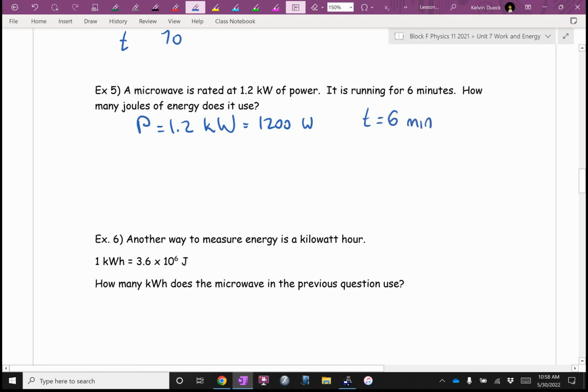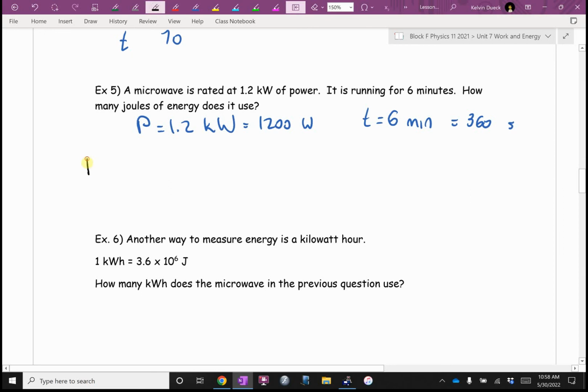How do I convert minutes to seconds? It's going to be something to do with a 60. Yep. How many seconds then? I don't think 6 minutes is 60 seconds. I think 6 minutes is more than 60 seconds. I think 1 minute is 60 seconds. 360. Good. Okay.